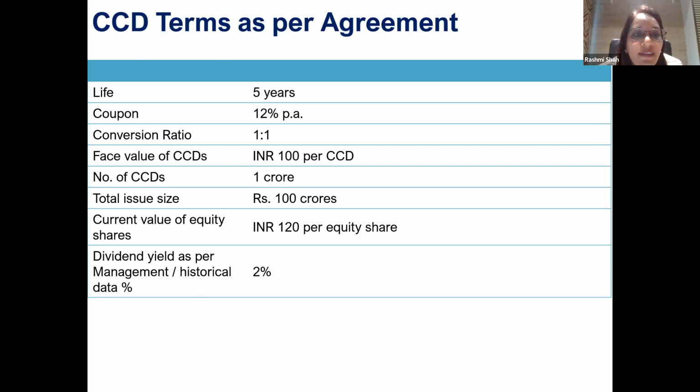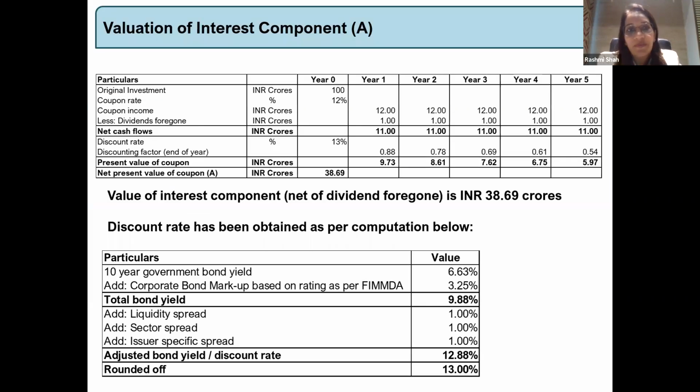So the conversion ratio in this example is fixed at 1:1, which means that one equity share will be issued against one CCD. Again, you can see the other terms mentioned here. There is one thing called dividend yield, as per management or as per historical data, that is 2%. Now, why are we considering dividend? Because the conversion is fixed over here. So as of today, if I'm not converting my debt, then what is the component of dividend that I am foregoing because of not converting?